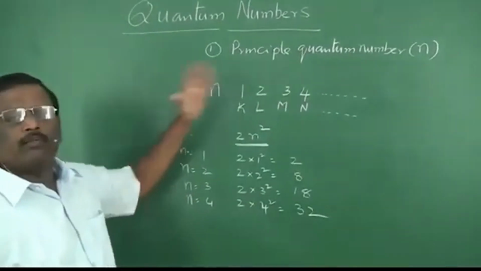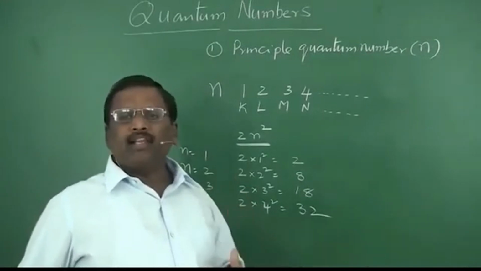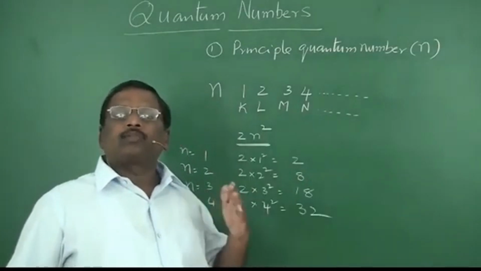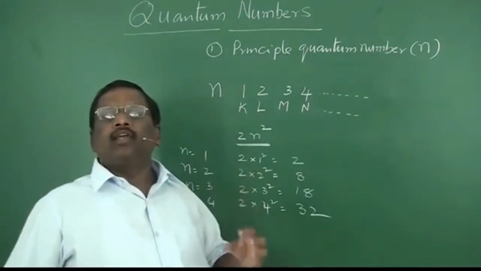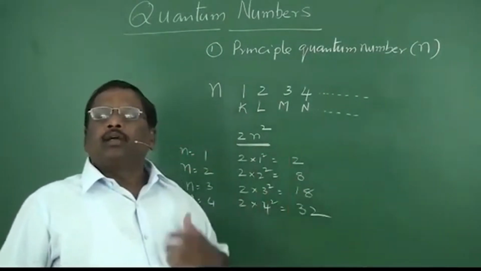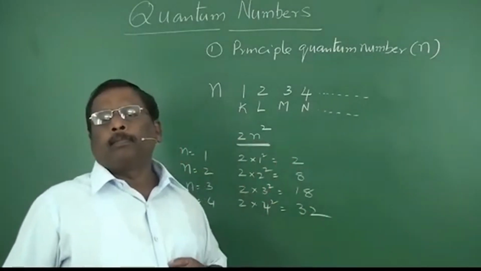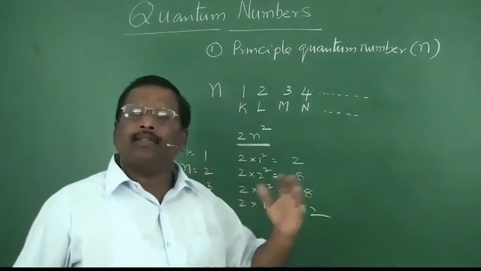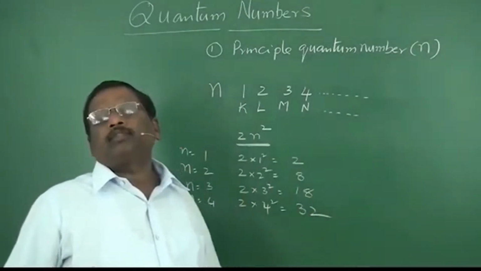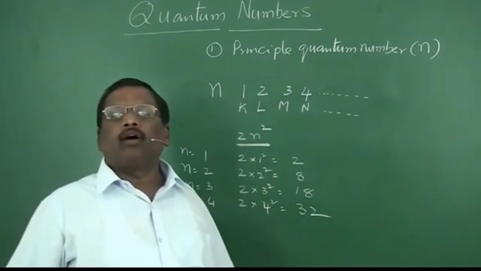So, principal quantum number will give us the information regarding the main energy level in which the electron is present. With the help of this quantum number, we can calculate the energy of an electron, and we can calculate the radius of the orbit, or the distance from the nucleus to that electron. This principal quantum number was proposed by Niels Bohr to explain the hydrogen spectra.